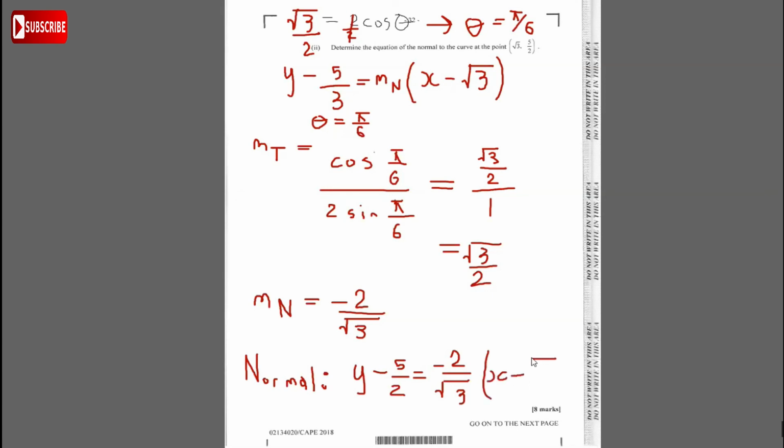Now, I am not going to go any further. I'm going to stop right here. You could proceed and simplify, make y the subject. So this is the normal. I'm not going any further. Nice and easy, soft.